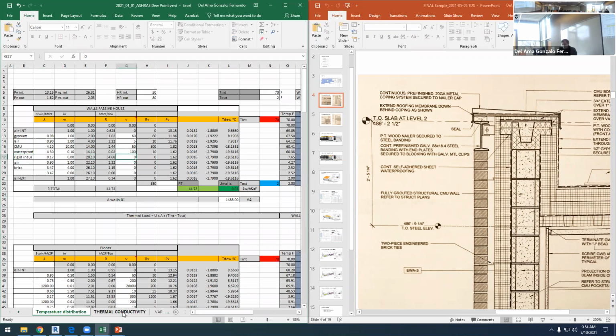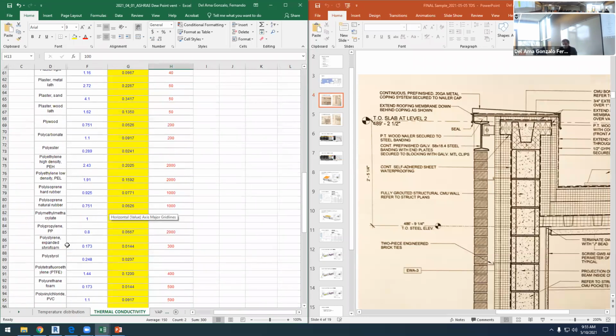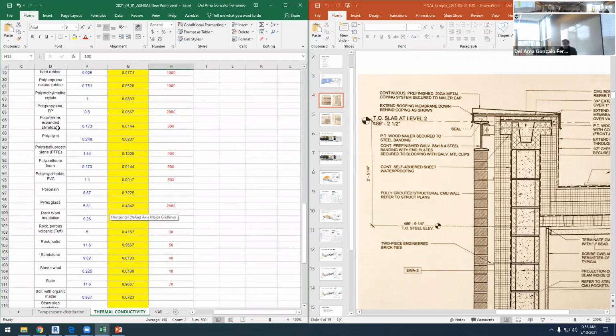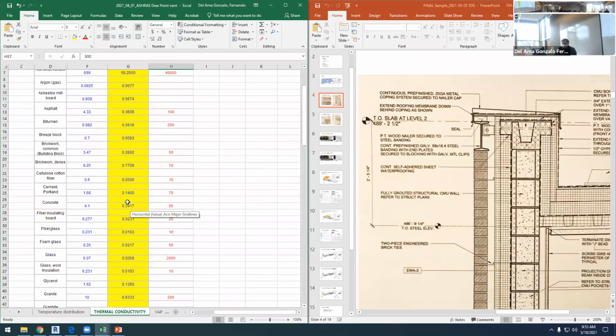The rigid insulation is rigid. Oh, it's the expanded polystyrene, so it's 300. The air is 5 again, and then the brick is 50.